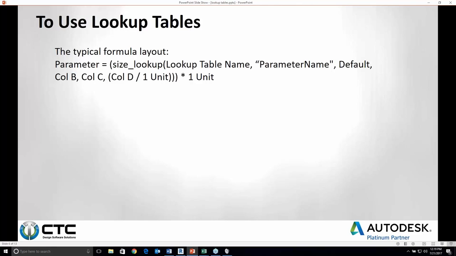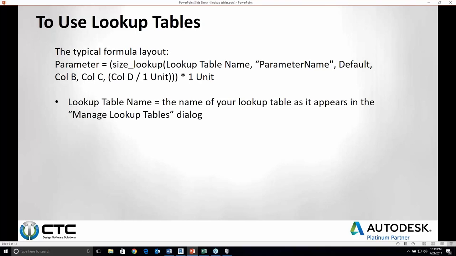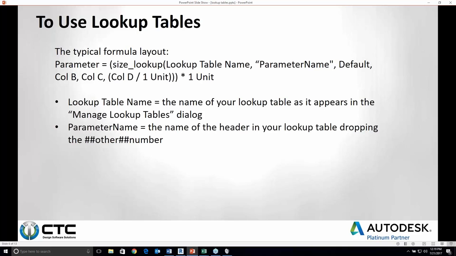In order to use this, once it's in your family, we have a typical formula layout, which goes in the formula portion of your parameter. You would use size_lookup, which is the function, then the lookup table name. This is the name of the table as it appears in your Manage Lookup Tables. Then we also have the parameter name in parentheses. What's the name of the header that you're trying to look up?